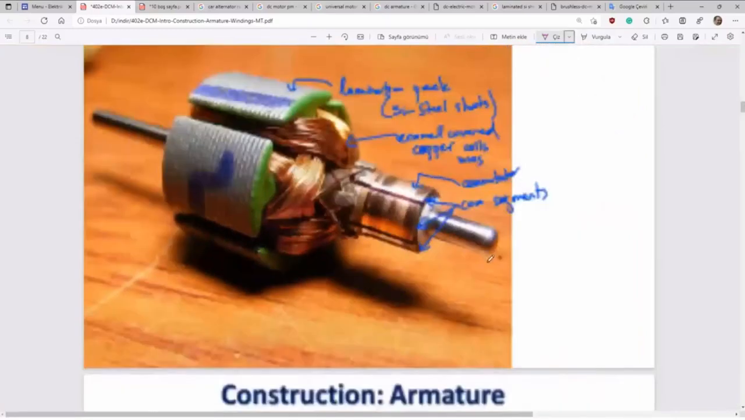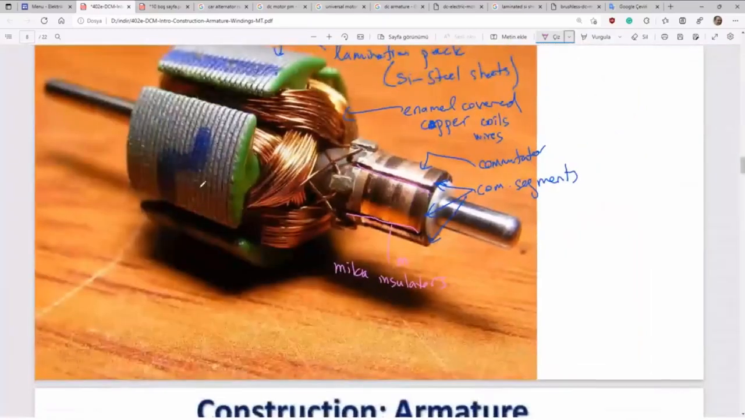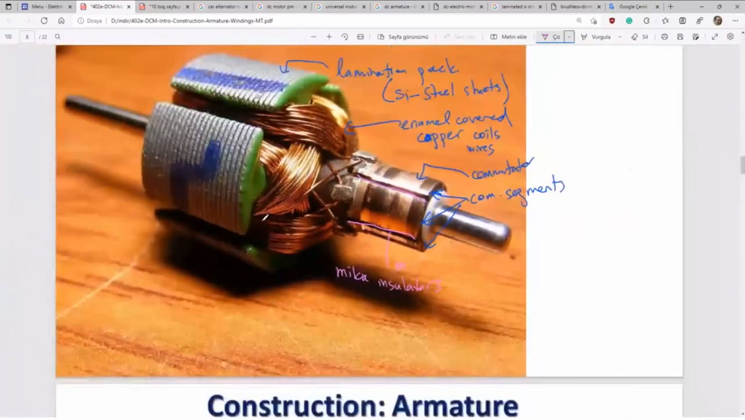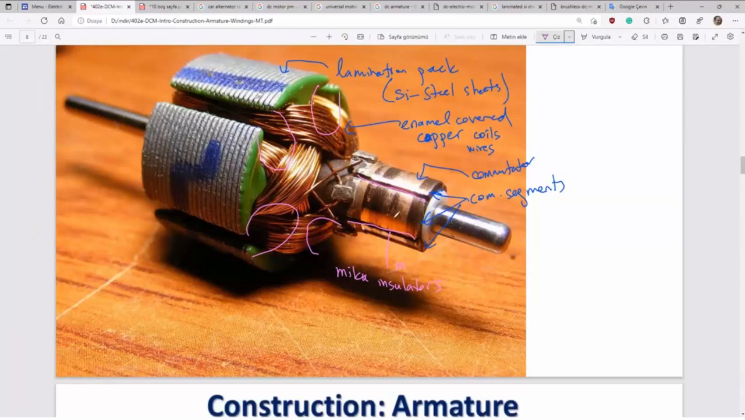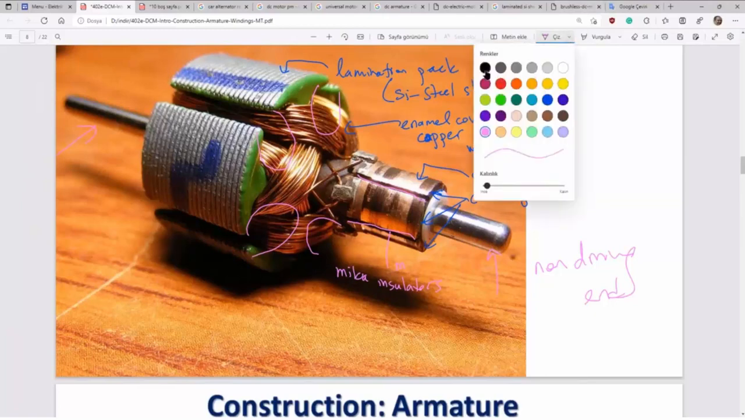And here you see slots, one slot, second slot, another slot somewhere here. I don't know how many slots there are, but you see the shaft and non-driving end. Here's the output shaft or driving end.